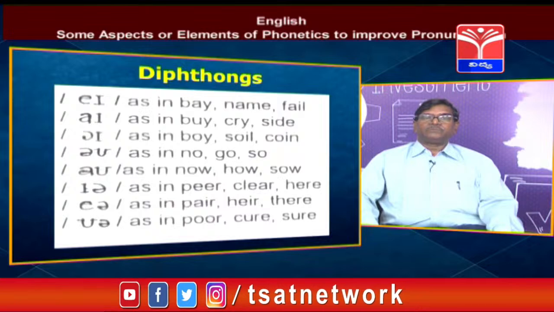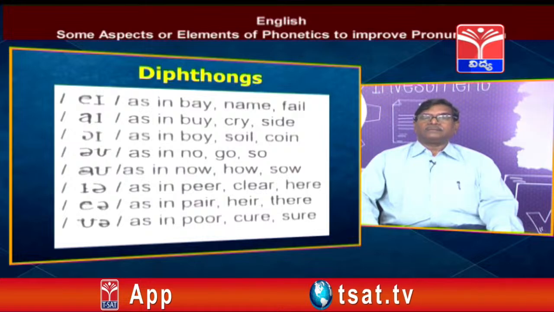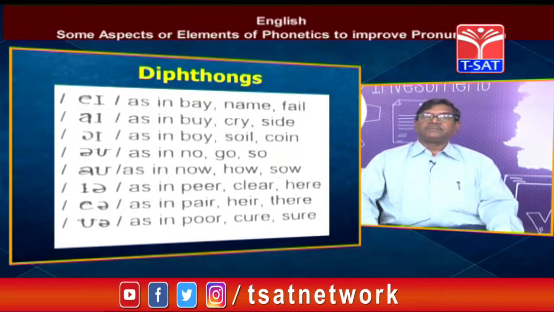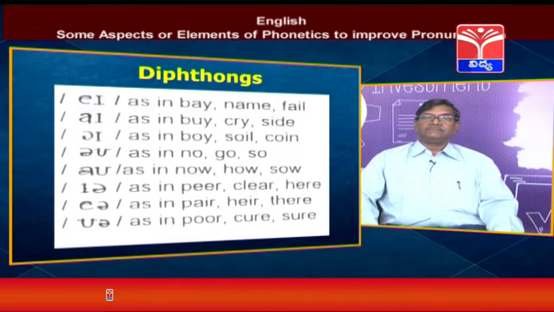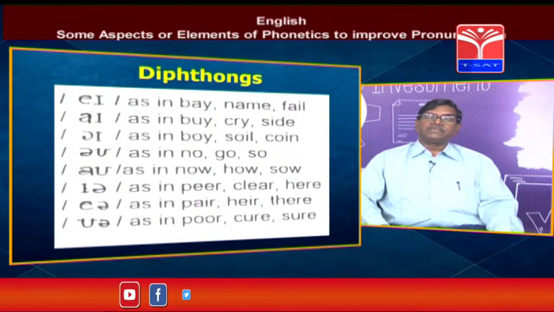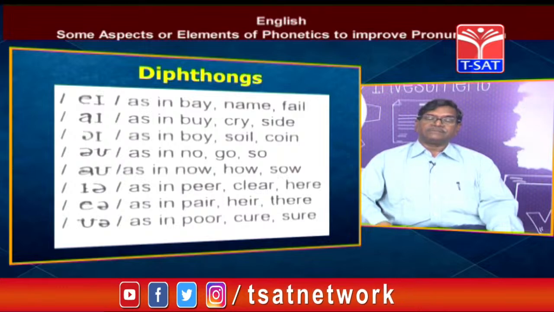Then ua: cure, sure, starts with u, ends with a. So, ear, air, ua: these three sounds end with a sound. That way we have 8 diphthongs in English. So, 8 diphthongs and 12 monophthongs. Totally 20 vowel sounds are there in English.